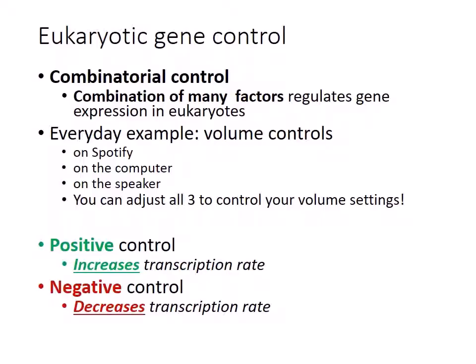So broadly speaking, positive control is going to increase transcription rate, and if we increase transcription rate, we have more mRNA, so we'd have more proteins, and the negative control decreases transcription rate, so we would have less mRNA, and so we'd have less proteins.